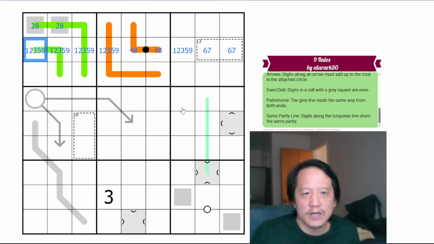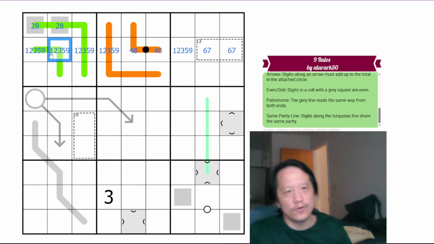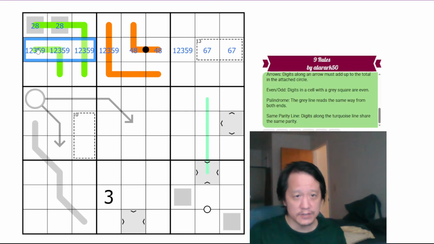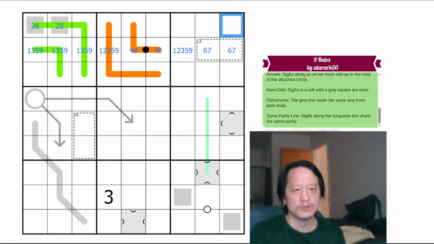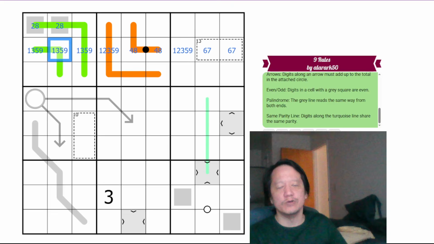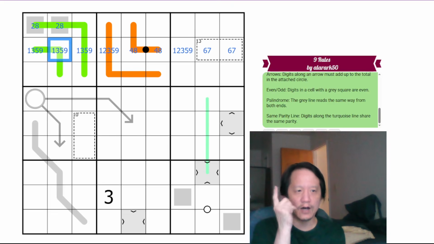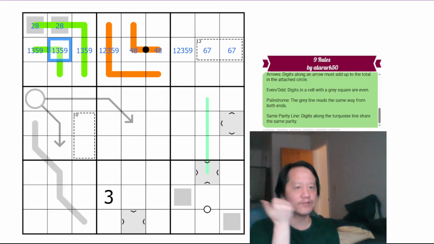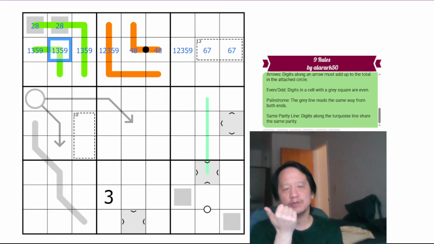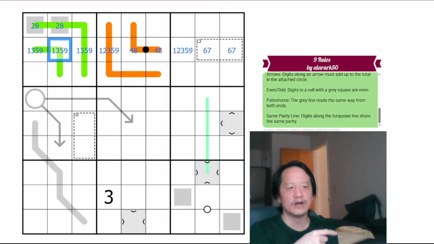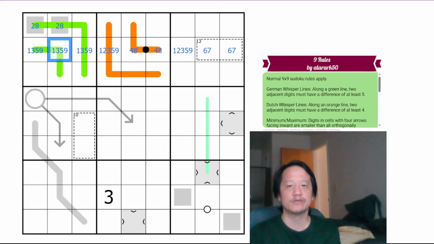Well, okay, a couple of things. One thing is this can't be 2, because we have a 2-8 pair in the box. We also know on a Whisper 5 line, you can never have a 5. Because if you subtract 5 or more from 5, you get 0 or less, which is not a normal Sudoku digit. If you add 5 or more to 5, you get 10 or more, which is not a digit.